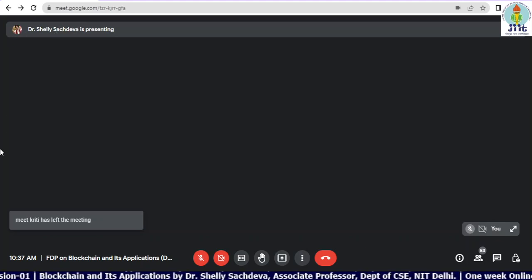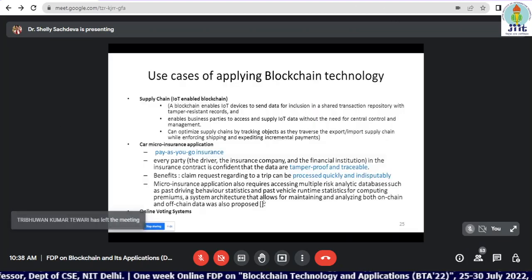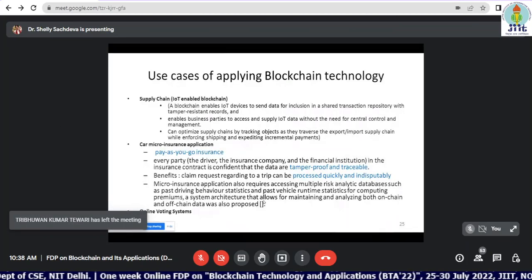So small transactions and small data are kept onto the blockchain. This is how a system architecture has been proposed which keeps the bulky data onto the off-chain storage, while data that needs to be very secure and tamper-proof is kept on-chain. On-chain here refers to onto the blockchain.